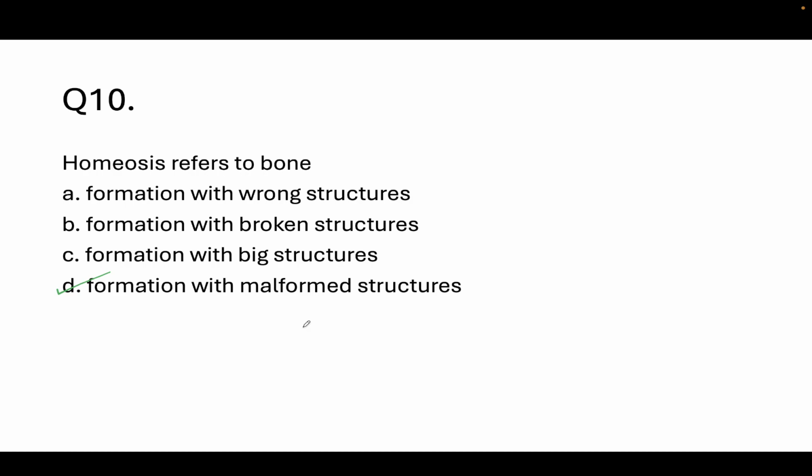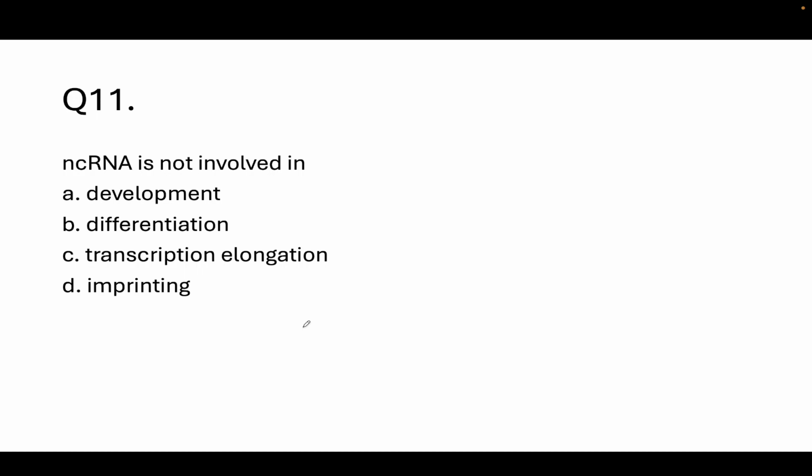Yes, very good. Balance. The balance between different body systems is called homeostasis. Okay, so here is the next question. Non-coding RNA is not involved in. Now we talked about non-coding RNA in different aspects, so try to answer this. Is it not involved in development, differentiation, transcriptional regulation, or imprinting? Sorry, transcription elongation. Which one is it? Non-coding RNA is not involved in.